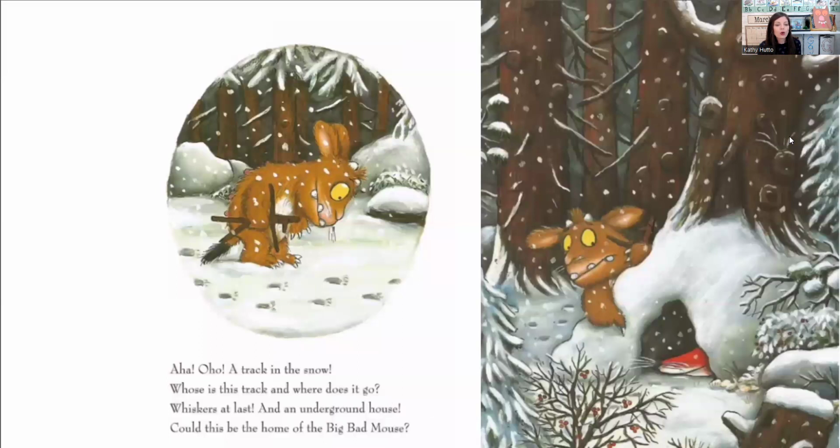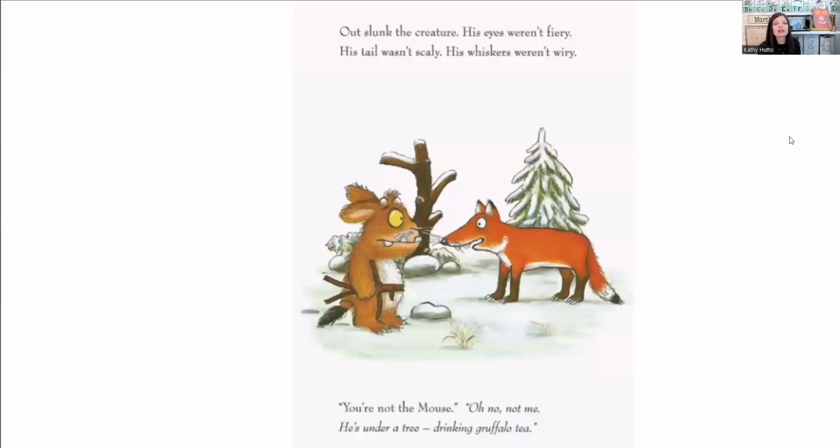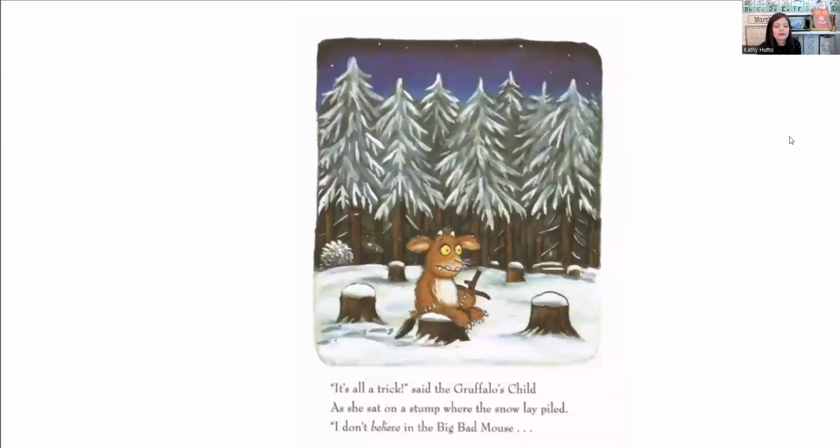Aha! Oh ho! A track in the snow. Whose is this track and where does it go? Whiskers at last, and an underground house. Could this be the home of the big bad mouse? Out slunk the creature. His eyes weren't fiery. His tail wasn't scaly. His whiskers weren't wiry. You're not the mouse. Oh no, not me. He's under a tree drinking Gruffalo tea.